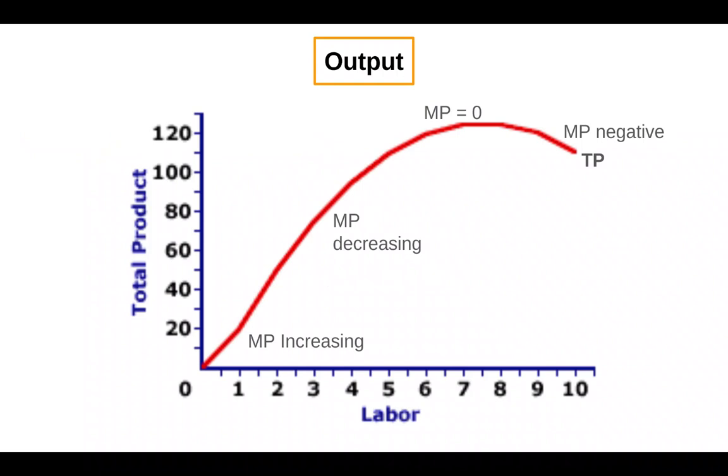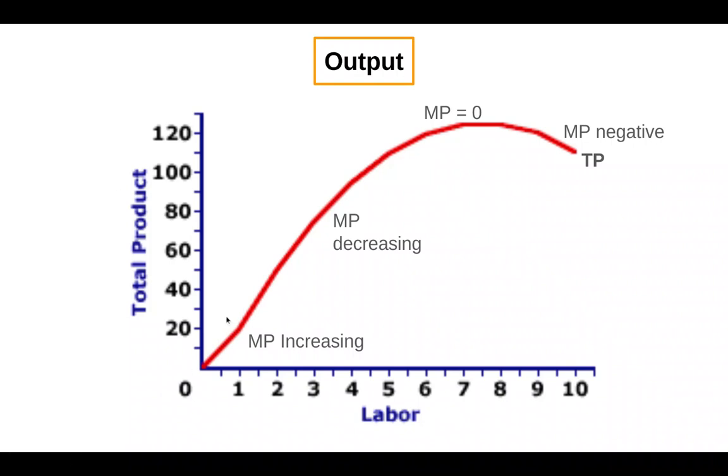And so we've got a graph here of total product. And this is going to look very familiar to you because this is the exact shape of total utility we did back in Unit 1, except now we have labor on the horizontal axis and total product on the vertical axis.